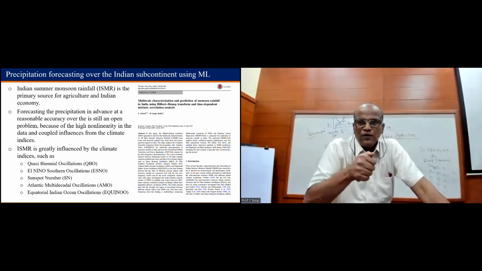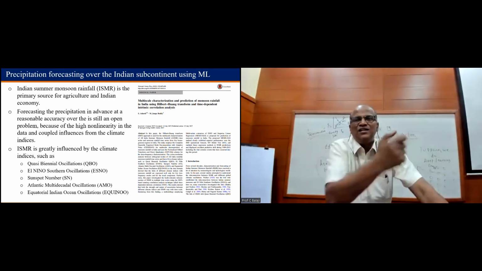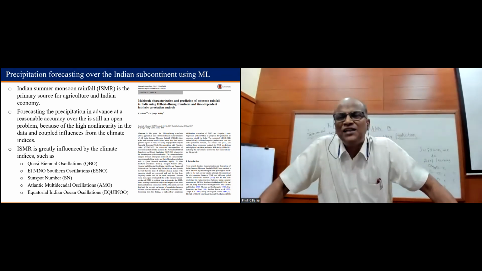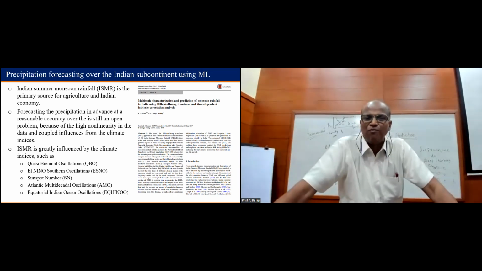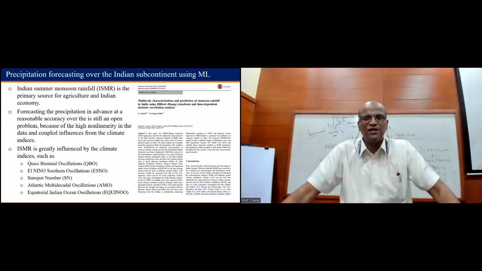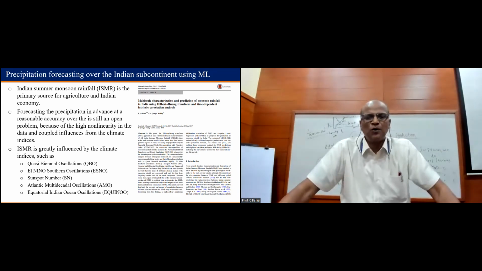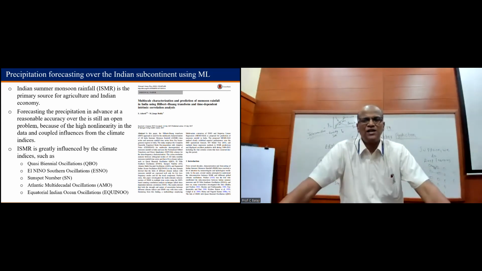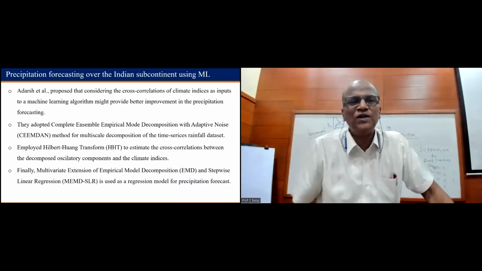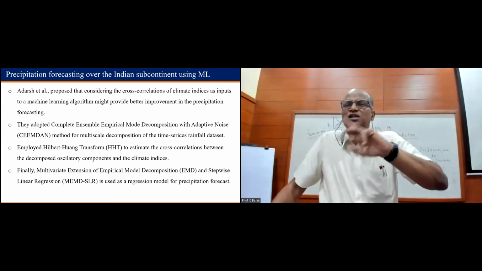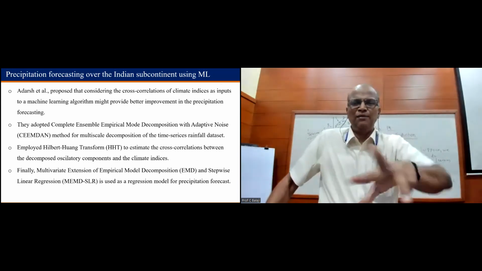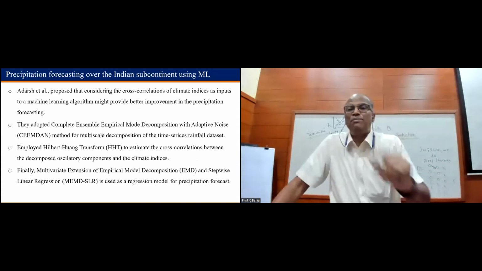Now, if you look at the climate indices which affect ISMR, this is a paper by Adarsh and Changa Reddy. I think Baki is in touch with the authors to find out more details. If we get more details, I'll keep you posted by email. The indices are the quasi-biennial oscillation, El Nino oscillation, sunspot number, Atlantic multi-decadal oscillation, and equatorial Indian Ocean oscillation. They propose a cross correlation of climate indices as inputs to a machine learning algorithm, which can provide better forecasting.